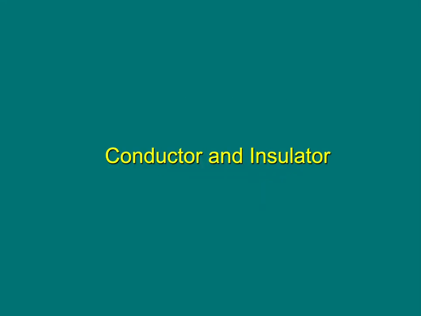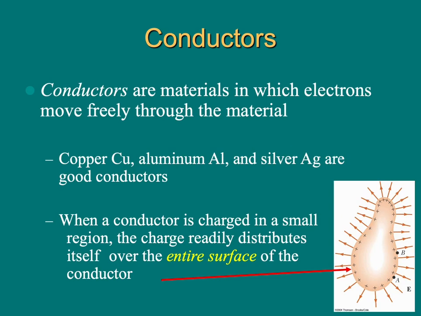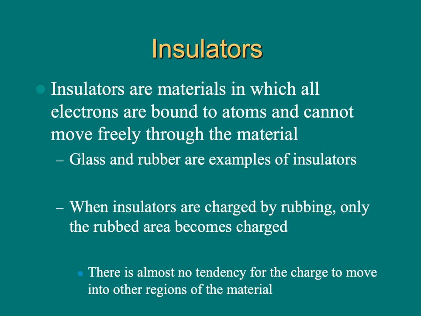Now let's talk about conductors and insulators. Conductors are materials that electrons can move freely through. Most metals are good conductors. Insulators are materials in which an electron is bound to atoms and cannot move freely through the material. Examples of insulators are glass and rubber.